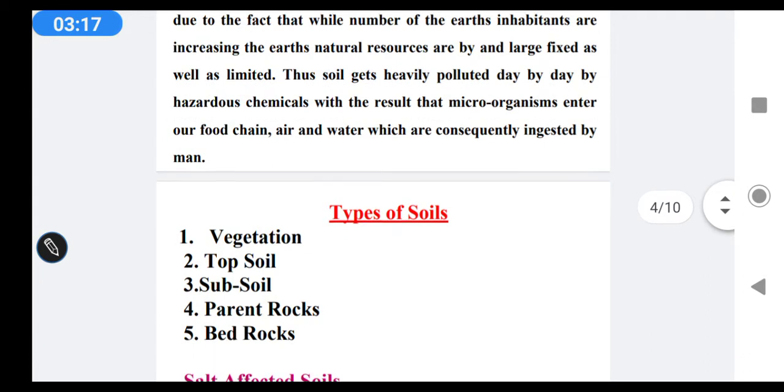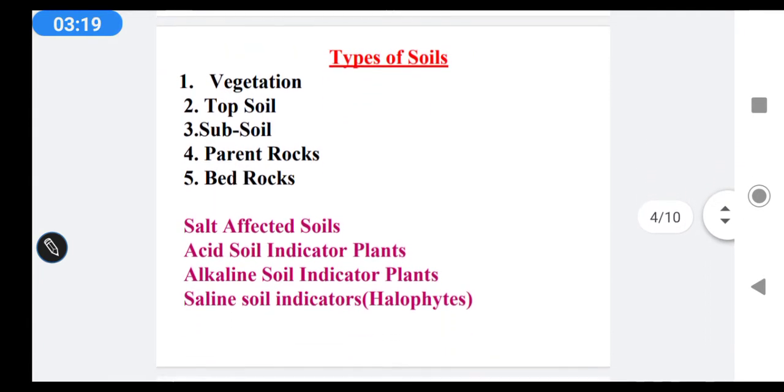Next, you can see the types of soil. Here I wrote the names only. In the next video I will upload the details about the types of soil. The types of soil are: first vegetation, second topsoil, third subsoil, fourth parent rocks, and fifth bedrock.